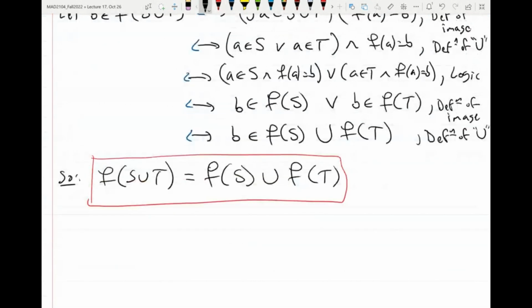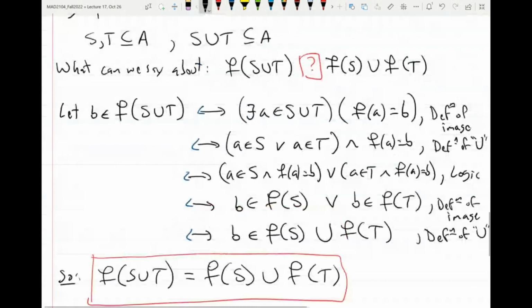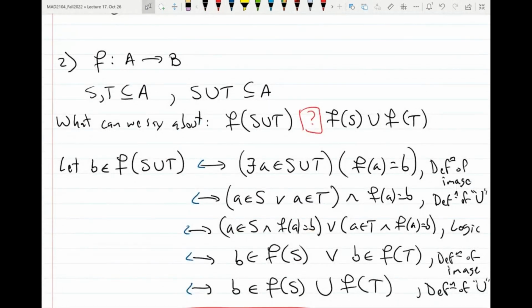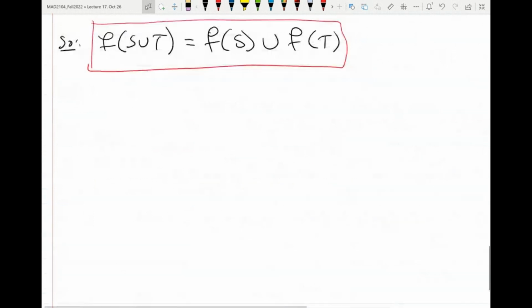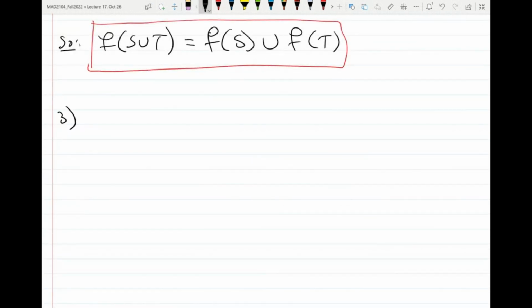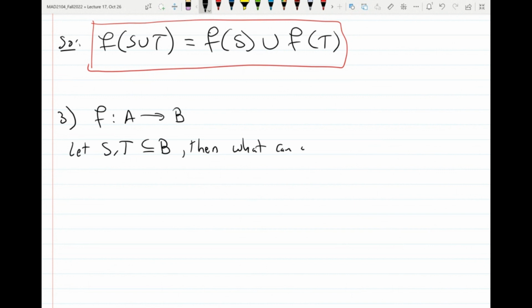Okay, so let's see. Let's do inverse image. Let's see, why don't you try it? So then let's call this one number 3 now. Again, f goes from A to B. Now this time, we want to see how inverse image behaves with respect to union. So we need to take two subsets of B. So let S and T be subsets of B now. Okay. Then what can we say about this?